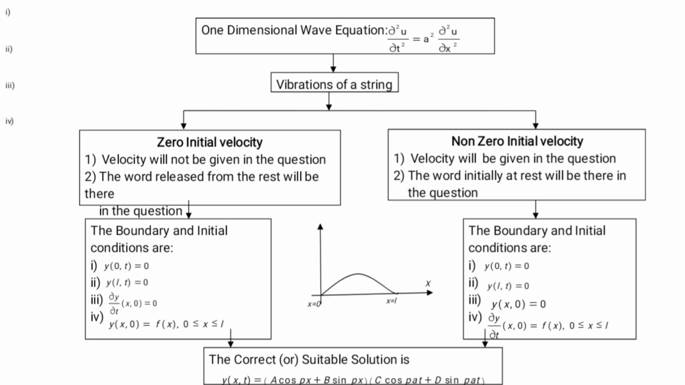Suppose the non-zero initial velocity conditions are y of 0 comma t equal to 0, y of l comma t equal to 0, y of x comma 0 equal to 0, and ∂y/∂t of x comma 0 equal to f of x. And the correct solution is y of x comma t equal to (a cos px plus b sin px) into (c cos pat plus d sin pat).